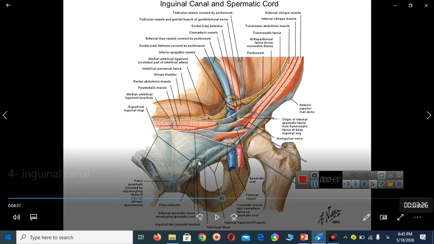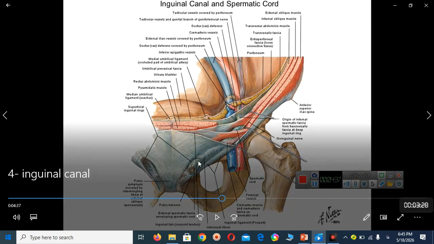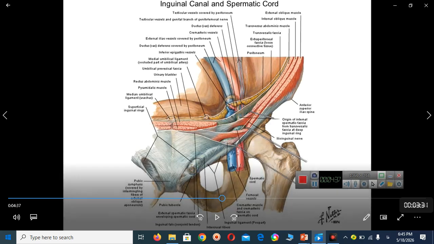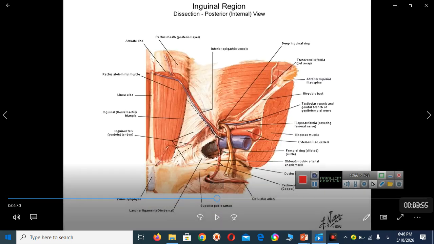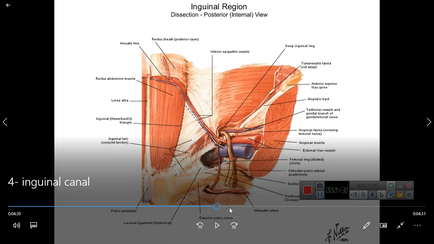Thus, the contents of the inguinal canal are: one is a spermatic cord in the man and round ligament of the uterus in the female. But second and third are in the male and female. Second is the ilioinguinal nerve. Third is the genital branch of the genitofemoral nerve. These are the contents of the inguinal canal.